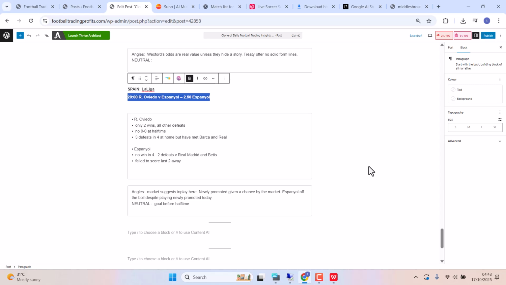Espanyol, a couple of defeats against Real Madrid and Betis. So they're both losing to the big boys. In-play stats here, I think, for the newly promoted side meeting an established side for the first time. I think Espanyol are established in La Liga.